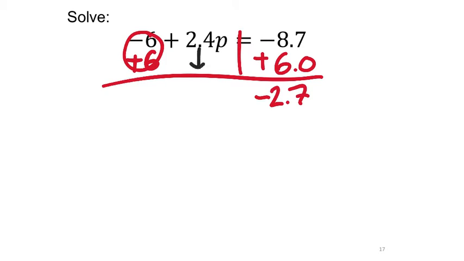And then I'll drop my 2.4p, that's positive because of the plus sign. So I get 2.4p equals -2.7. Now, I'll divide both sides by 2.4.